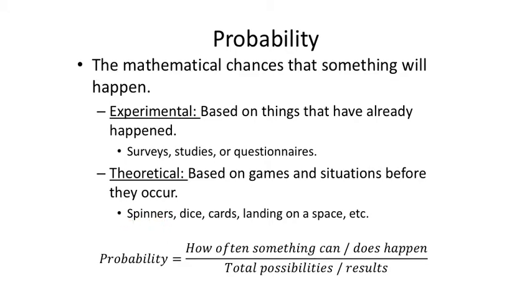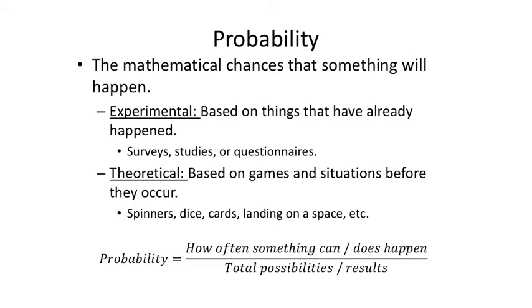Spinners as well, something like the Wheel of Fortune, or maybe landing on a space like you would in the game of Monopoly. You can figure out those probabilities before you ever roll the dice, before you ever spin the spinner, or before you ever draw a card. It is possible to figure out those probabilities, those chances that something could happen.